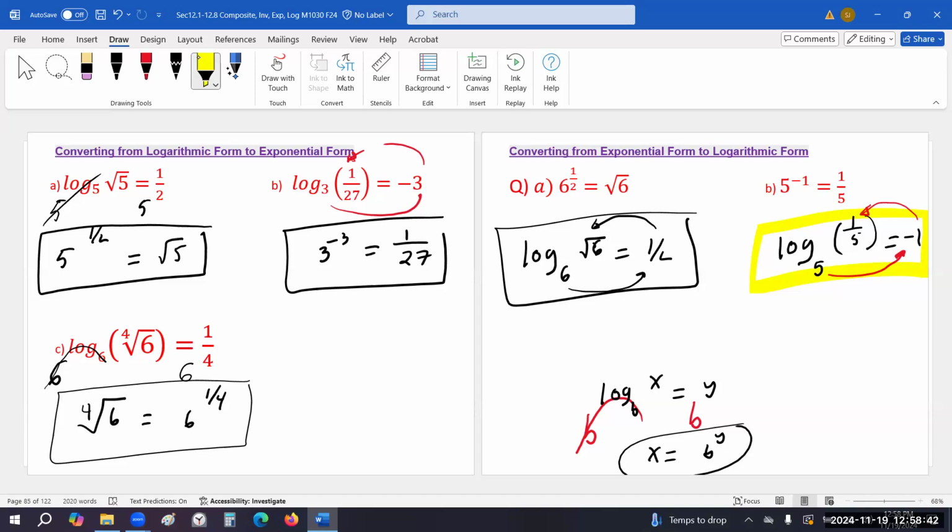See, we can go either direction. Log to exponents. We're not doing any math. We're just converting. Why? Because later we have to solve by converting them. So this step is a basic step. Just convert them, we are done.